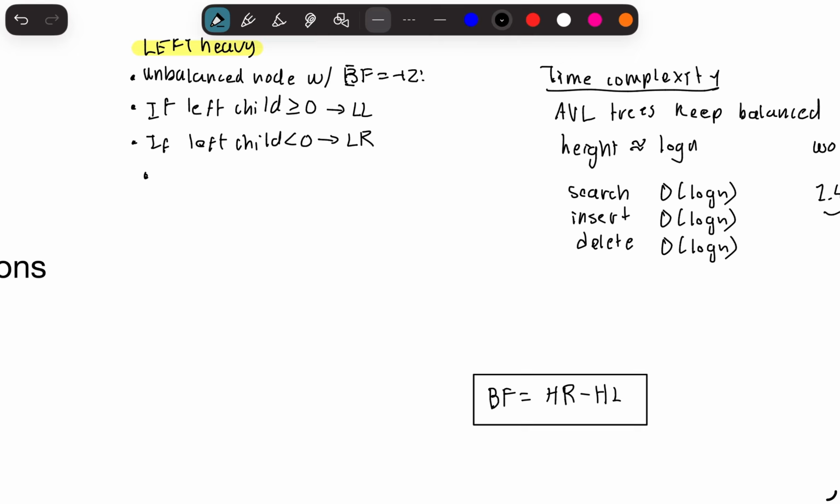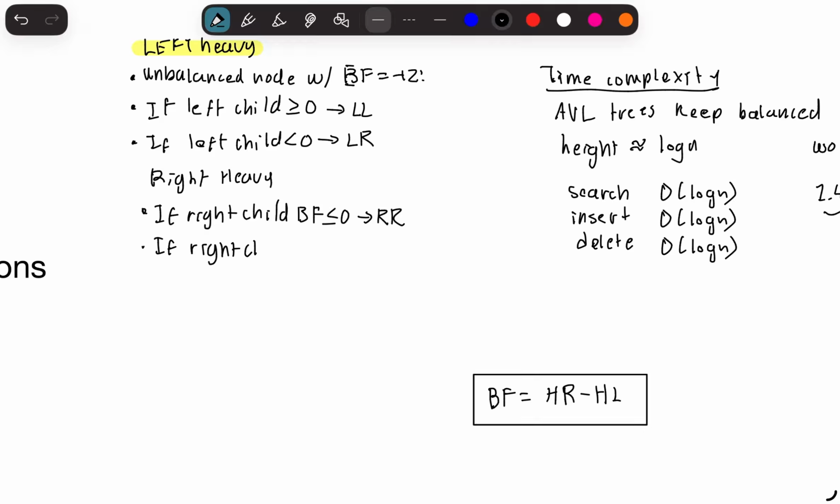Now, let's say, when do you have right heavy? You have this when you look at the right child BF. So if the right child BF is less than 0, it's right-right. If the right child BF is greater than 0, it's right-left.